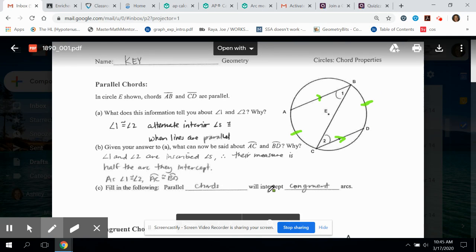So we say the arcs that are intercepted. That doesn't mean the leftover arcs out here are equal. So A to B, I don't know if that's equal to C to D. I don't have enough evidence of that. So let's go to the next idea here.